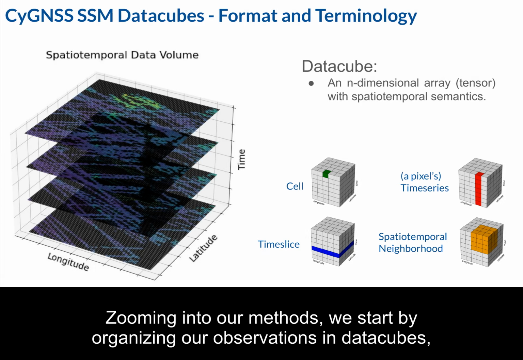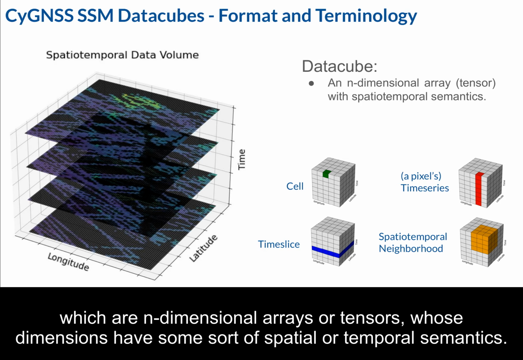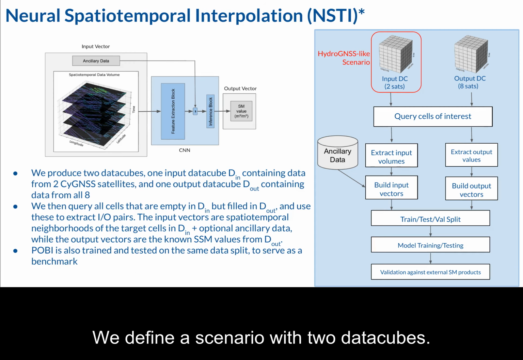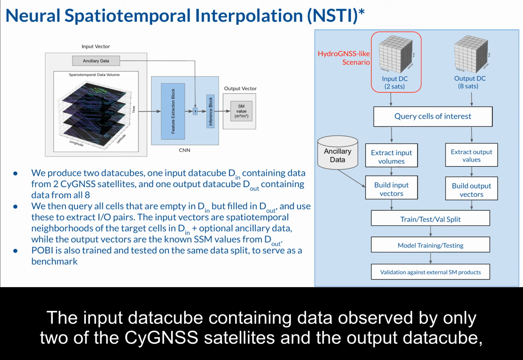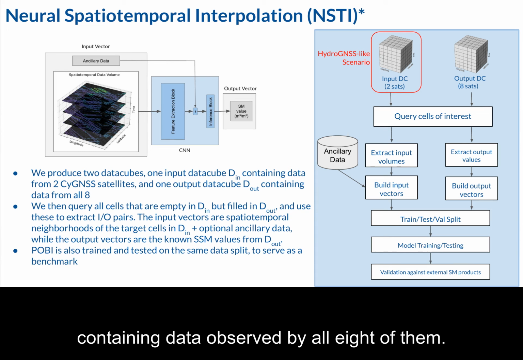Zooming into our methods, we start by organizing our observations in data cubes, which are n-dimensional arrays or tensors, whose dimensions have some sort of spatial or temporal semantics. We define a scenario with 2 data cubes, the input data cube containing data observed by only 2 of the Cygnus satellites, and the output data cube containing data observed by all 8 of them.